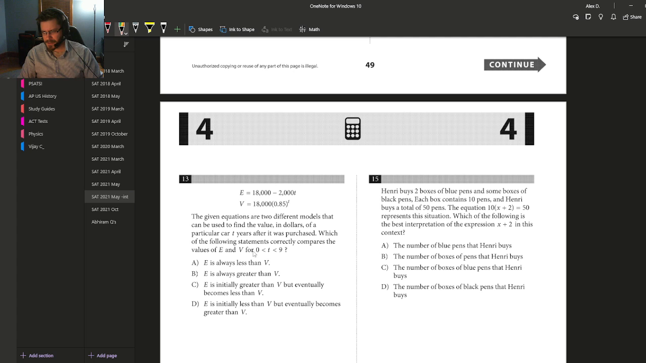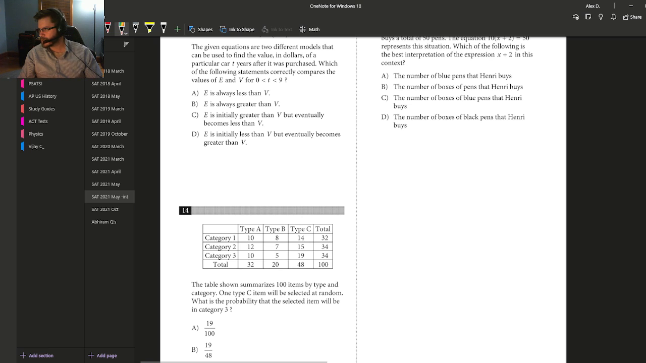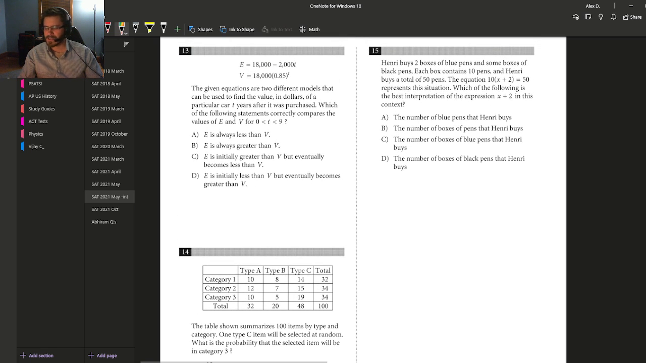Linear and exponential functions, which of the following correctly compares E and V? They've asked this question before. They're getting just as bad as the ACT. Come on, guys. Get more creative with your questions. All right, for this one, I'm not going to use the rainbows. Sorry.